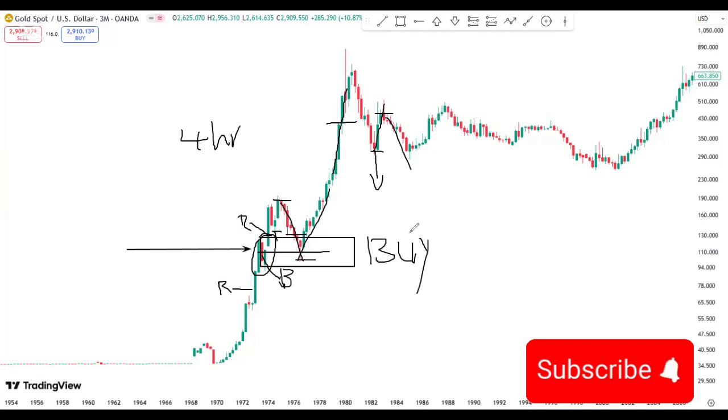Whenever you open your chart, you are looking for a continuation pattern. It doesn't matter whether the market is going up or going down. What you are looking for is what? Continuation pattern only. And you have to verify your continuation pattern if it is not against the trend.